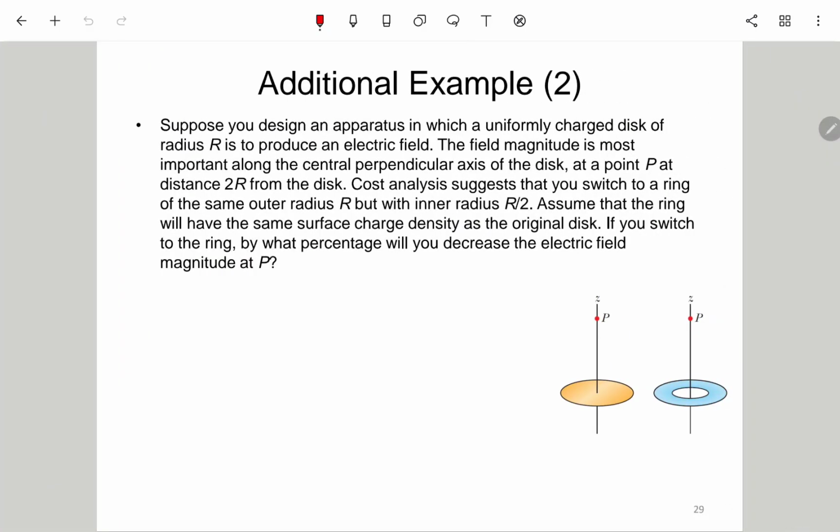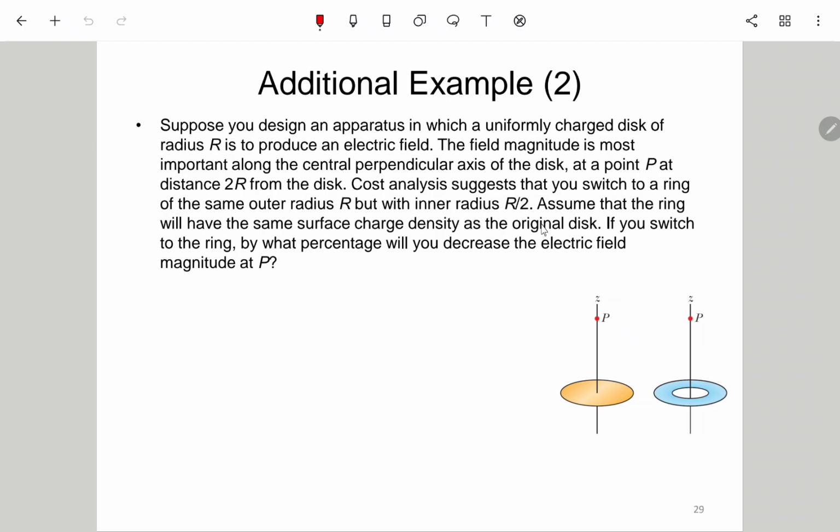Okay, so we have another one. So here it says, suppose you design an apparatus (就是一个装置) in which a uniformly charged disk of radius r is used to produce an electric field. The field magnitude is most important along the central perpendicular axis of the disk at point P at distance 2r from the disk. Cost analysis suggests that you switch to a ring of the same outer radius r but with the inner radius of r over 2.